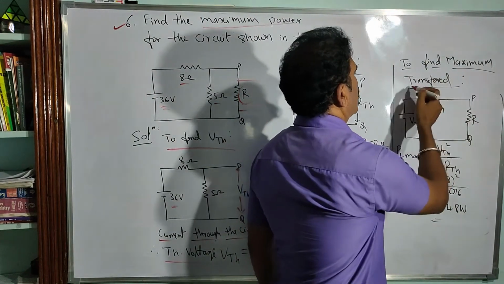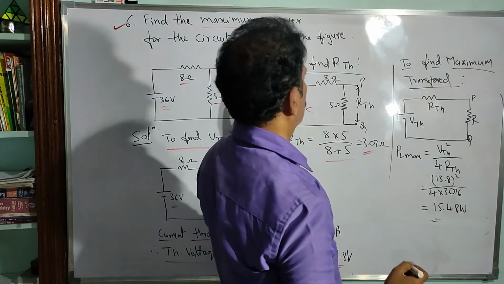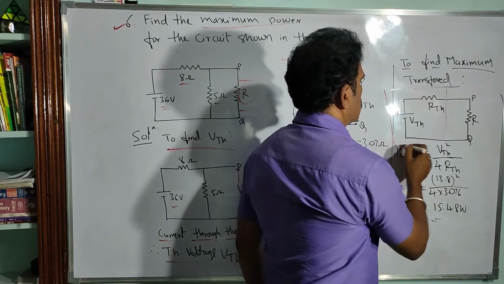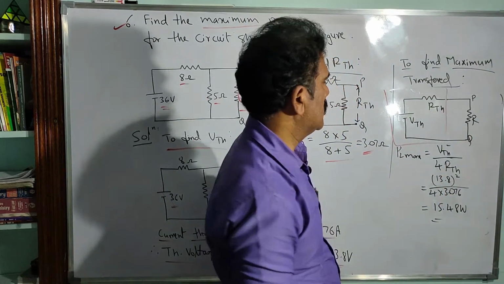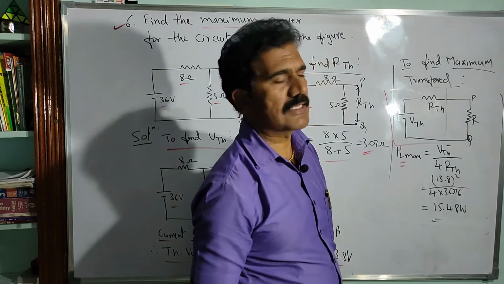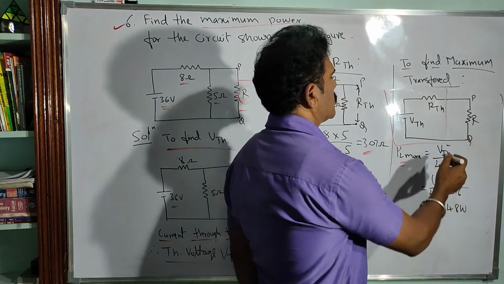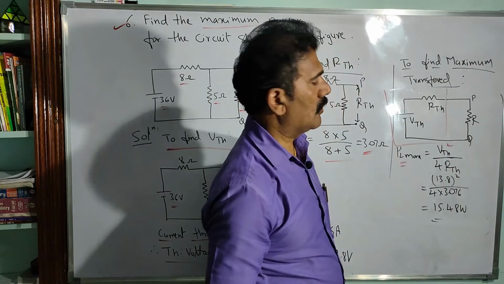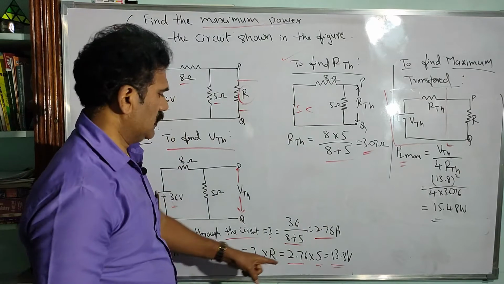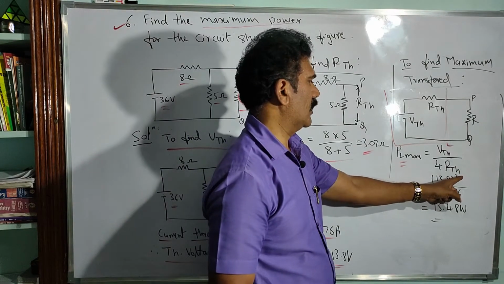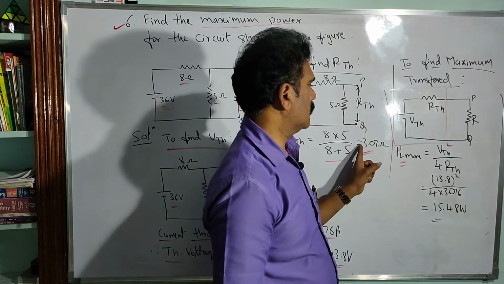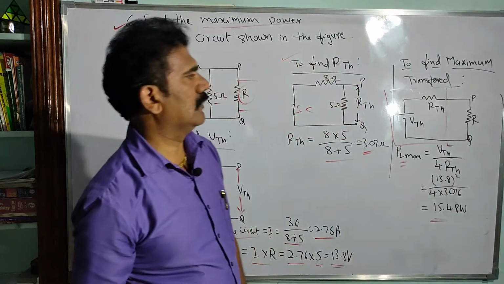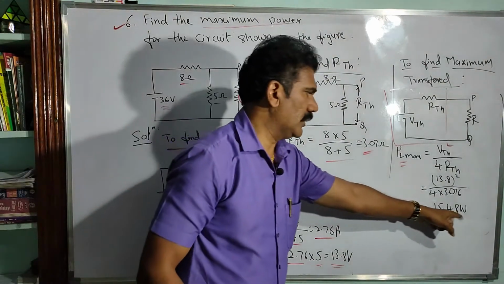To find the maximum transfer to the given load, connect back that load across the terminals PQ again, and the Thevenin's circuit has VTH and RTH connected in series. So write down the equation for PL maximum to the load. It is given in terms of VTH and RTH, so VTH square divided by 4 RTH. The values of VTH and RTH are just now determined. Substitute these two values, 13.8 volt square for VTH and RTH equal to 3.07. Substitute and calculate, you will get the maximum power delivered to the load RL, 15.48 watts.